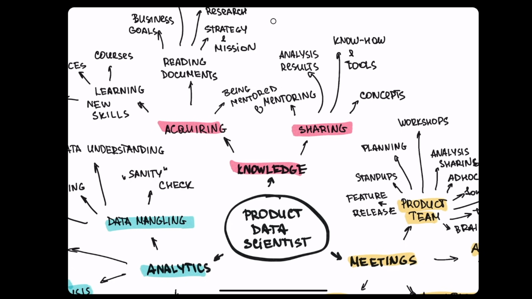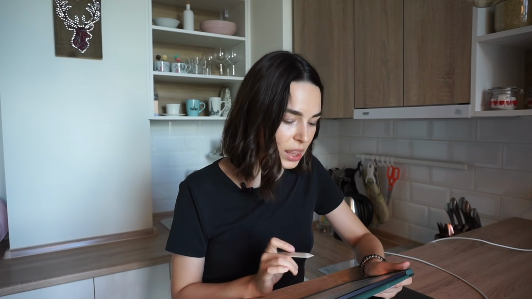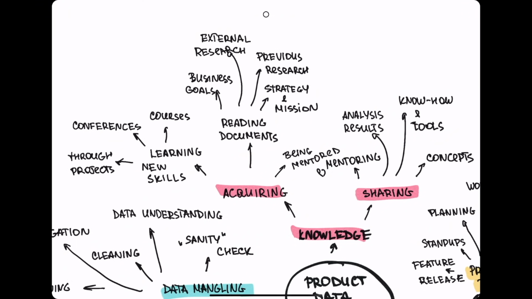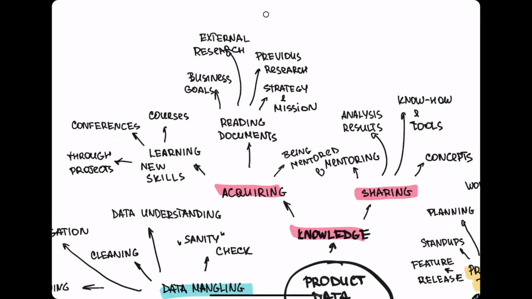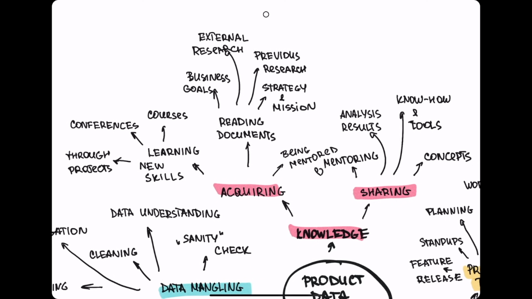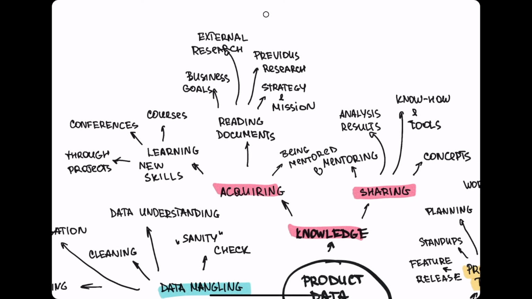So for the knowledge area, I split it between acquiring knowledge and sharing knowledge. Acquiring knowledge is a part that's usually done more when you're a junior data scientist or just joined a company. In this area, you can be learning new skills. So you can either learn them through doing different kinds of projects, or you can go to conferences, or you can do various courses, either internal or external. You can also read documentation about some technical stuff that's available in the company.